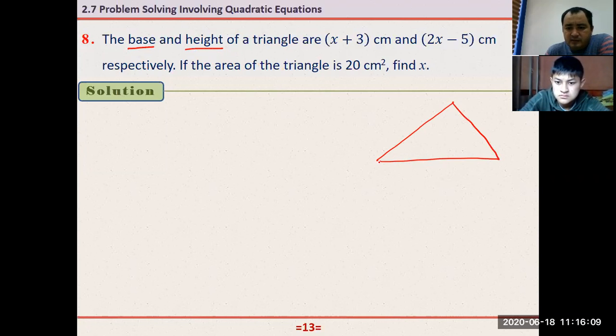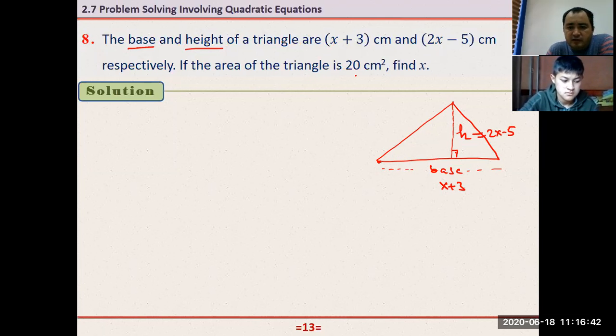This is the base. Let's say this one is base. Right? And this is the height to this base. Altitude. It's h. It says that base and height of the triangle are x plus 3 and 2x minus 5 centimeters respectively. Respectively means base, the first thing, height, the second thing.